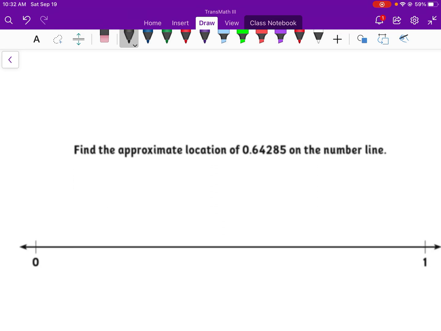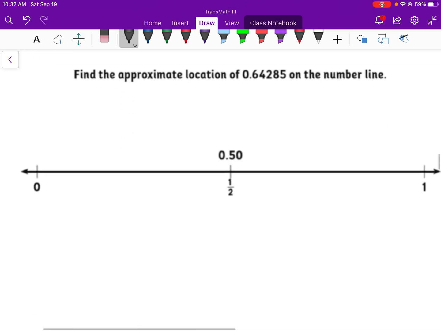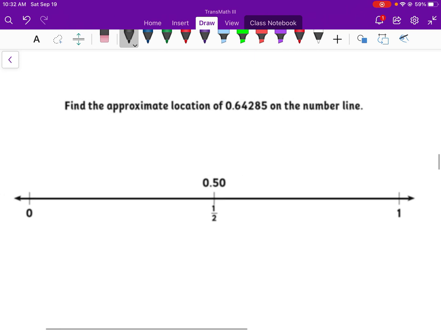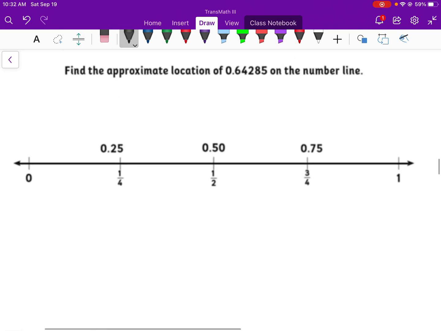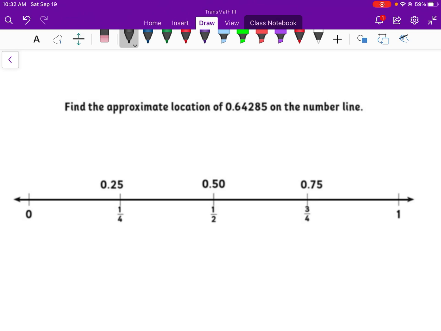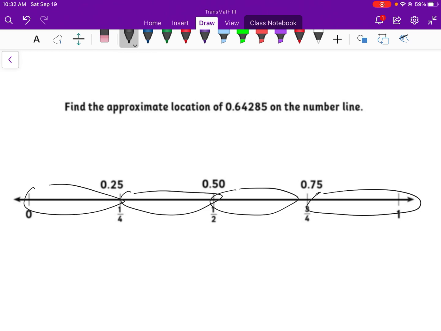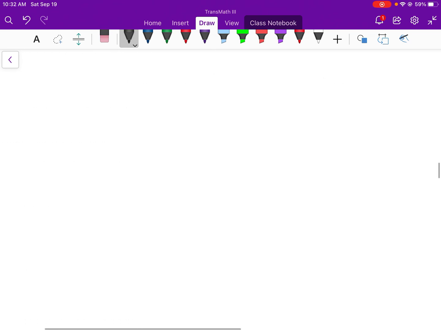Okay, so finding approximate locations on a number line now. This is where we're going to have to break up our number line. I know 1/2 is right in the middle, and we also know that that is 0.5. 0.64285 now, that's bigger than 0.5, so we're going to have to be between 0.5 and 1 at this point. Then we can break it up even further into our quarters. I know 3/4 is 0.75, and we have 4 fair shares: 1, 2, 3, 4. That's where our quarters are.